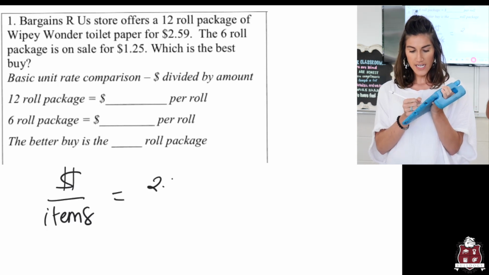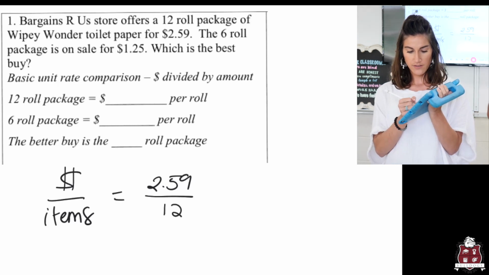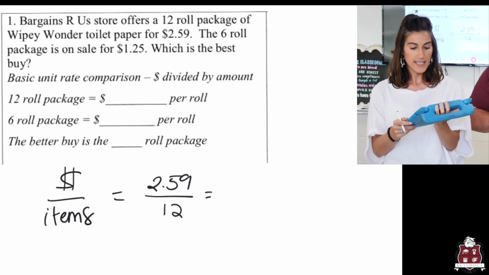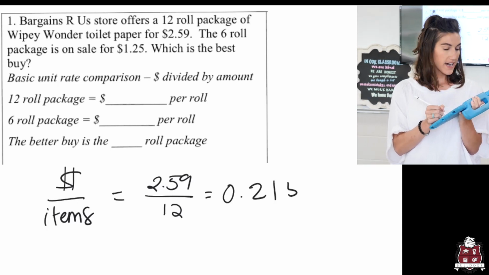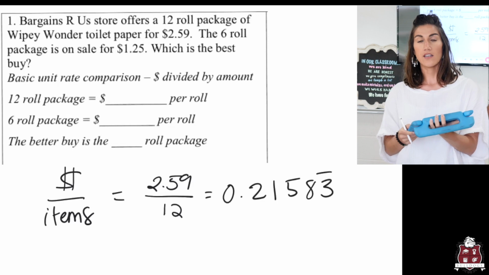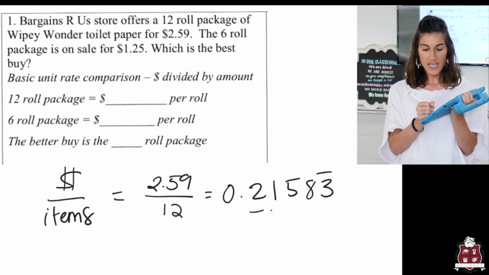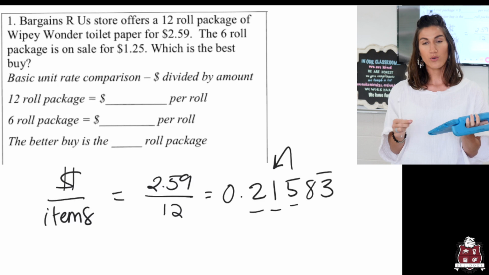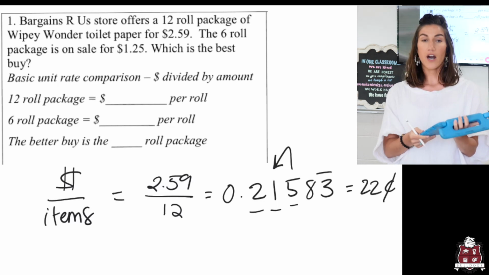In this case, we have a 12-roll package of toilet paper for $2.59. So $2.59 is going to go at the top of our fraction, and the bottom of our fraction is going to be 12. Now, when I put $2.59 divided by 12 in my calculator, I get a decimal of 0.2158, and then 3 is repeating. Since we're working with money here, we only have 2 decimal places. So we have to look at that third decimal place and see if we're going to round up or stay the same. In this case, we have 0.215. That 5 is going to make that 1 round up to 22. So we've got 22 cents for our 12-pack of toilet paper.